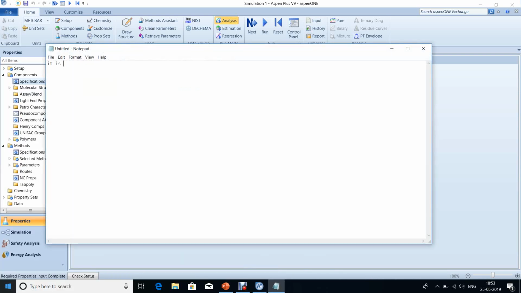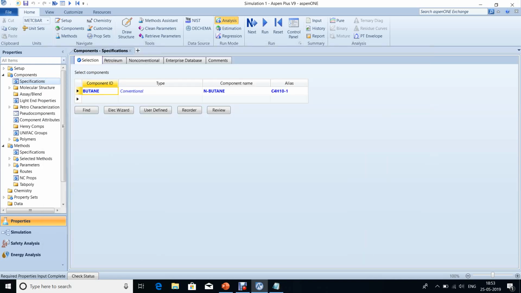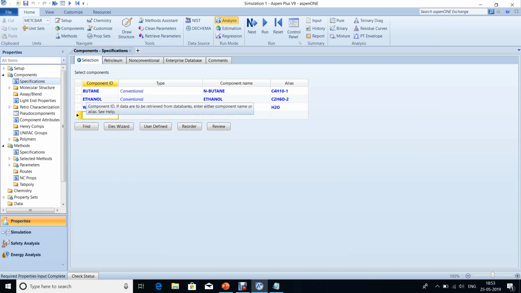It is not required to delete. I just deleted it, so no problem with that. Let us add two more things: ethanol and water. And to your surprise, now the binary and the mixture buttons are activated along with the ternary diagram.